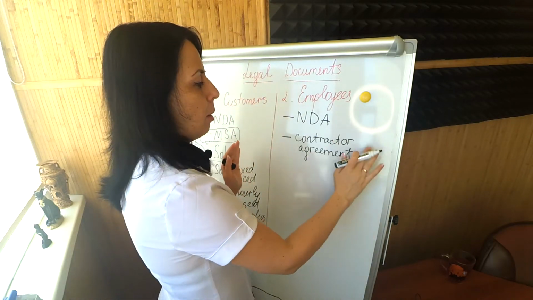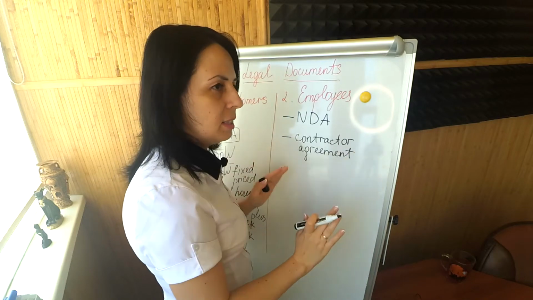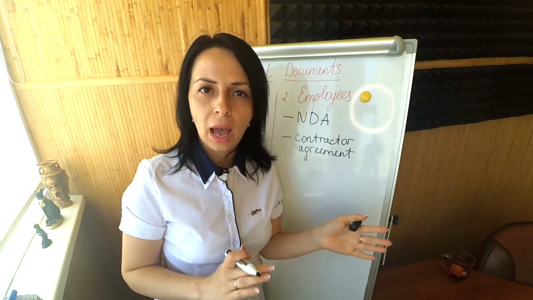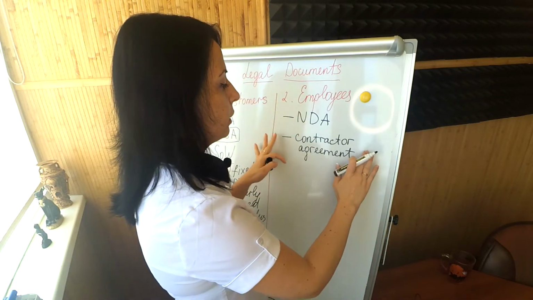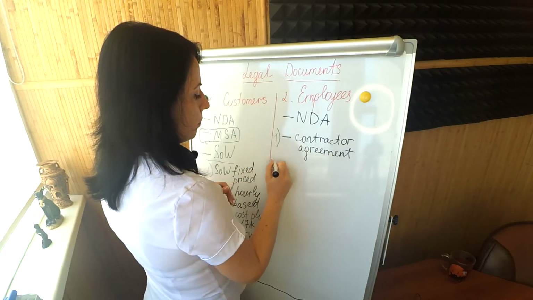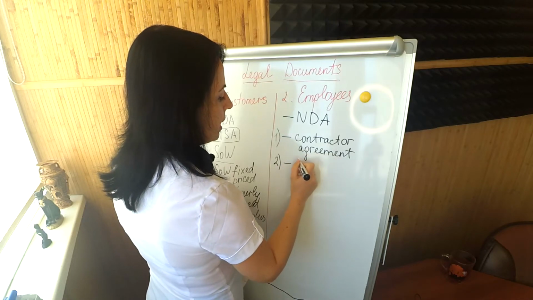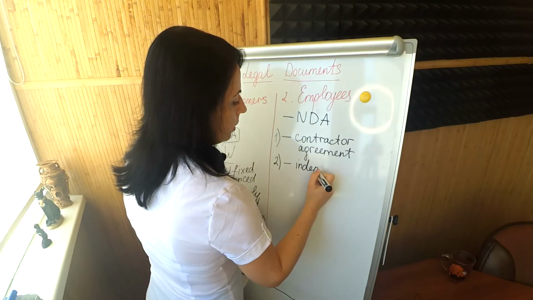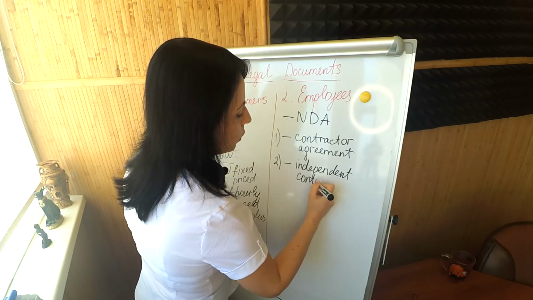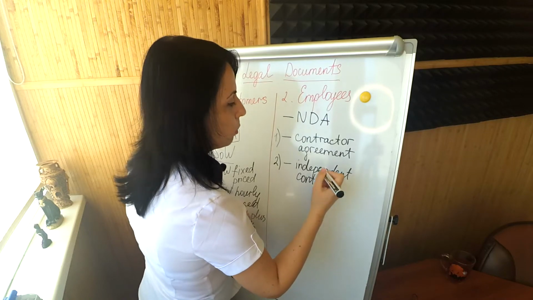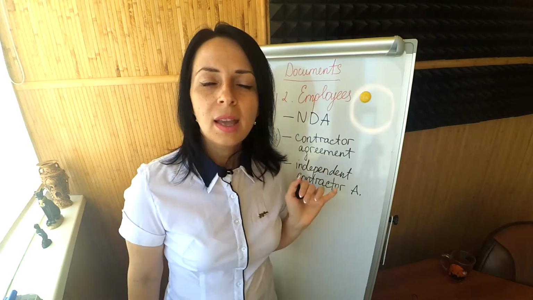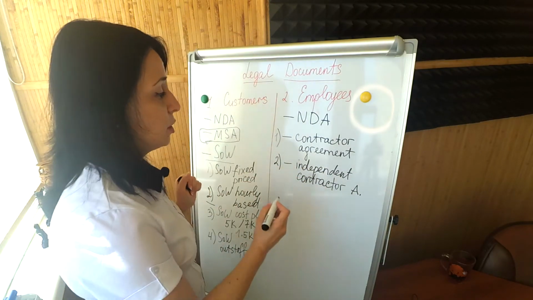So I'm writing here contractor agreement, and it might imply either a legal employment of that person if you're going to hire them full-time, or an independent contractor agreement. So I am outlining here two sides, the contractor agreement and the independent contractor agreement, meaning that that person is going to work for you either part-time or on an hourly basis. So, the independent contractor agreement. The next document that you might need is the job offer.